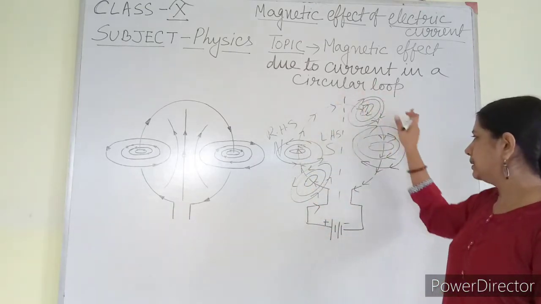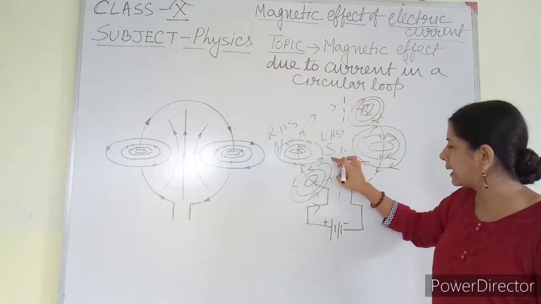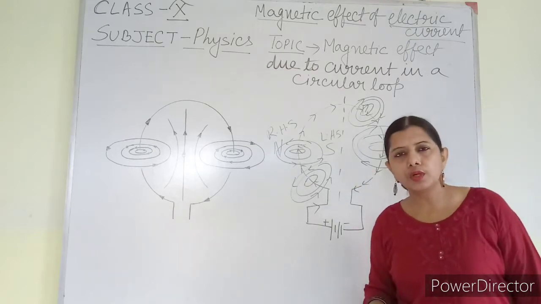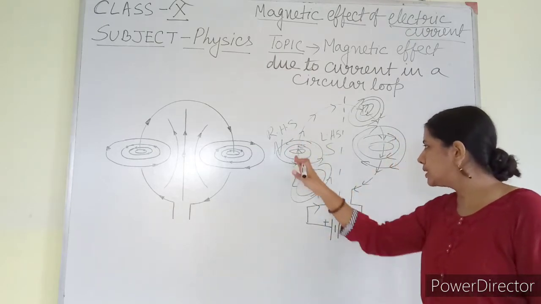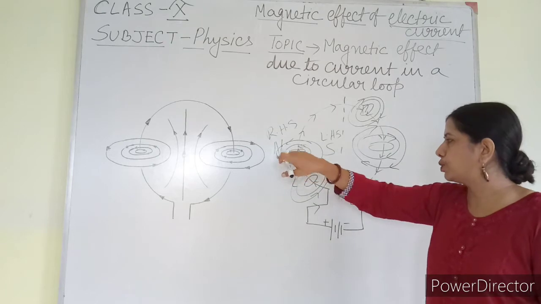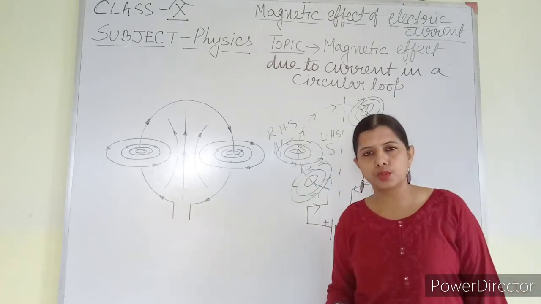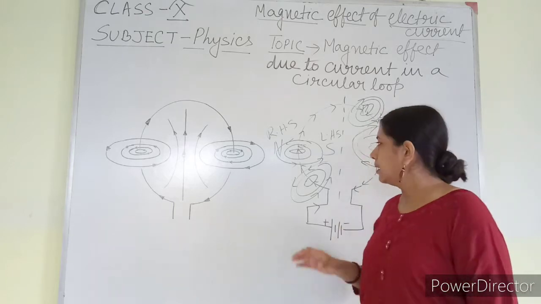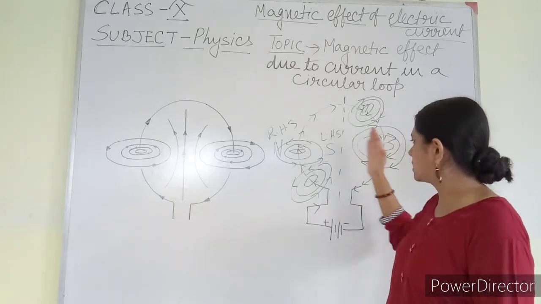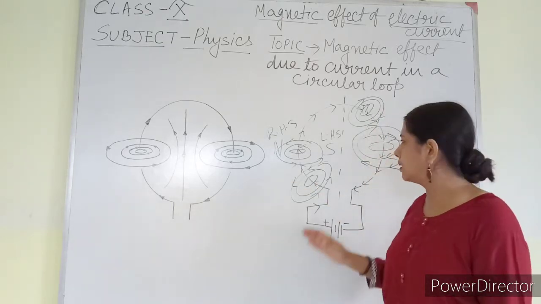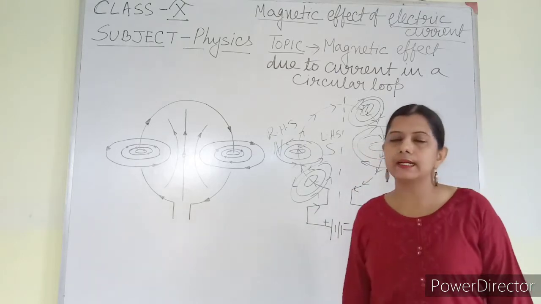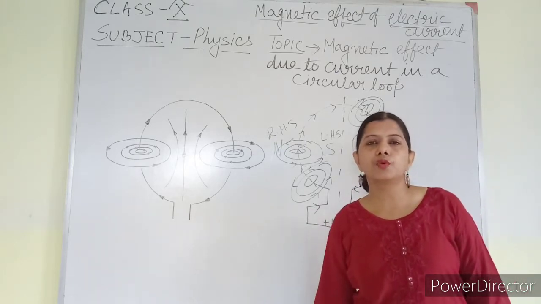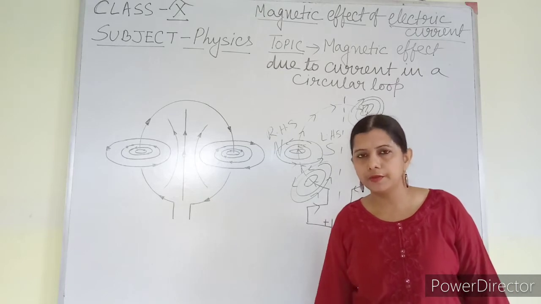That means in the circular loop at the center, south pole is created due to this portion and north pole is created due to this portion. Now let us look at this portion, whether this portion will be applicable, whether the same pole will be created at the center or a different pole will be created, then we will be confused.